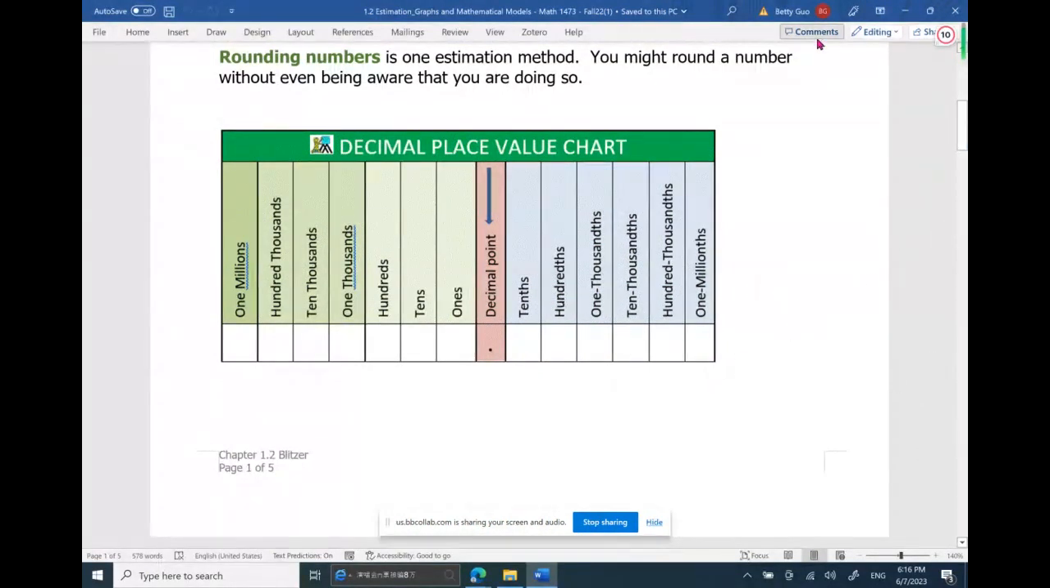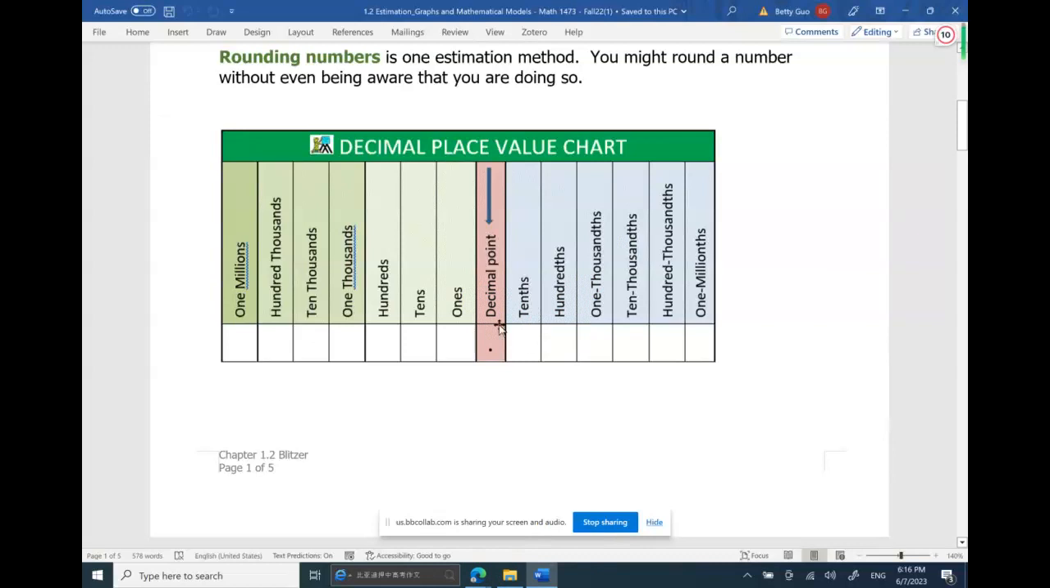Decimal place value chart. So the pink part is the decimal point, right? The digit to the right of it is tenths. And then we have hundredths, and then thousandths, and then 10,000ths, and then 100,000ths, and then 1 millionth. We need to study this chart before we work on rounding numbers, right?